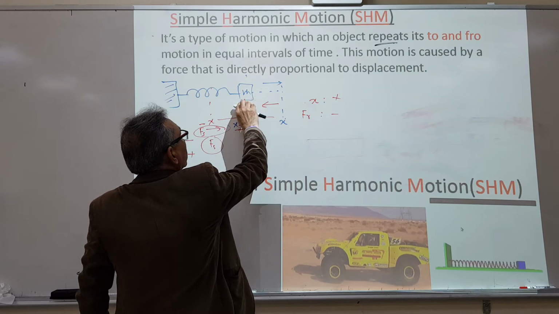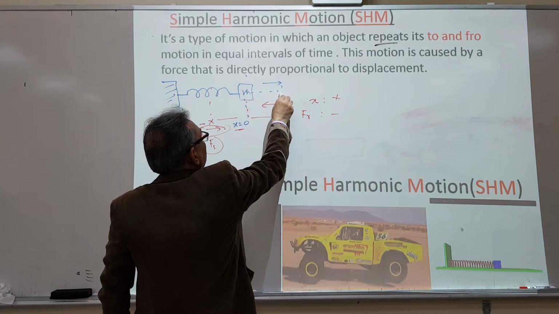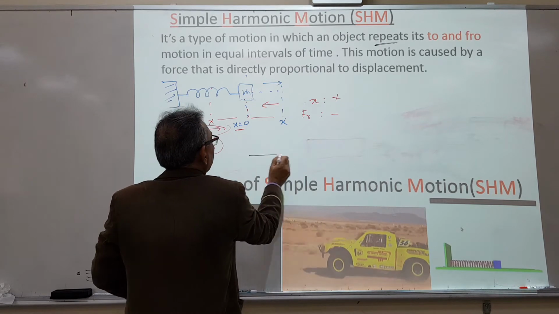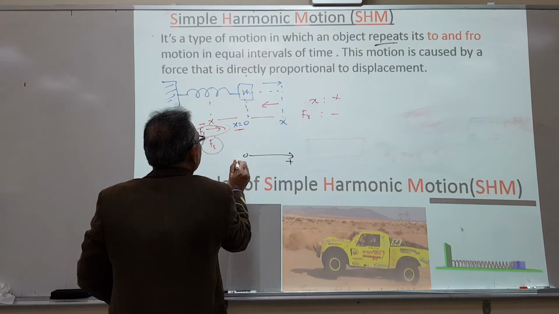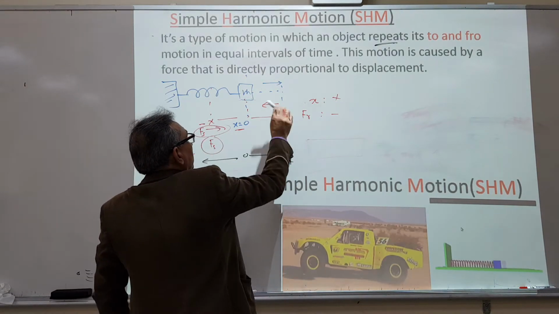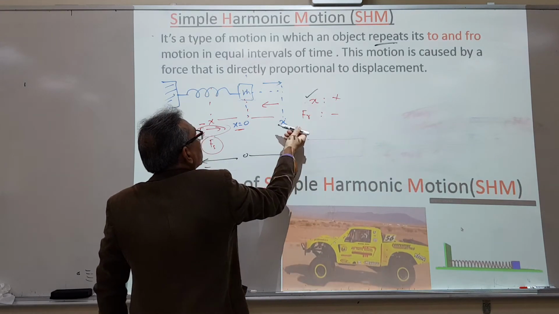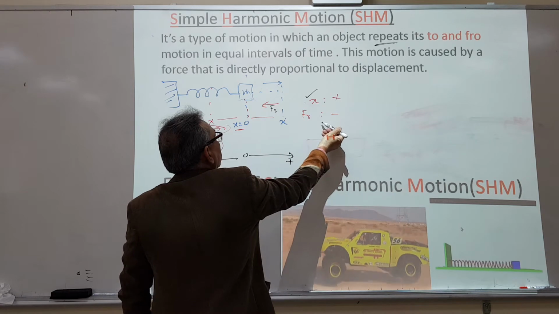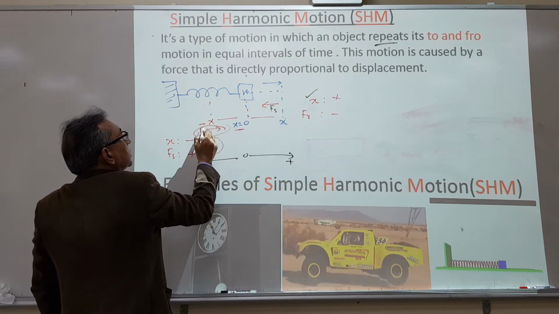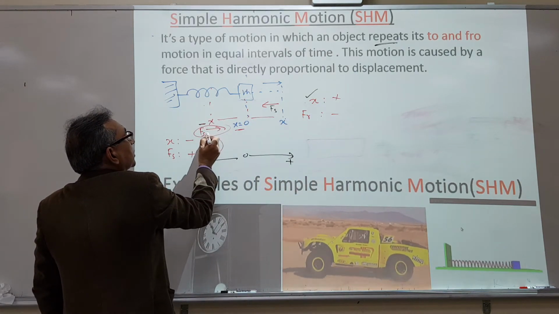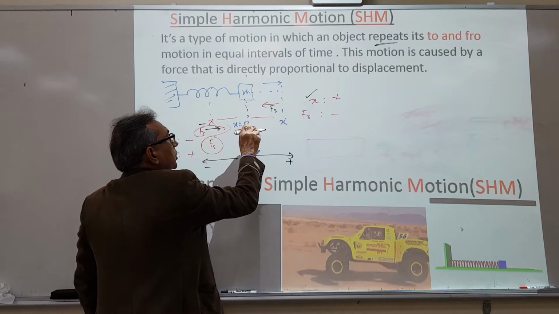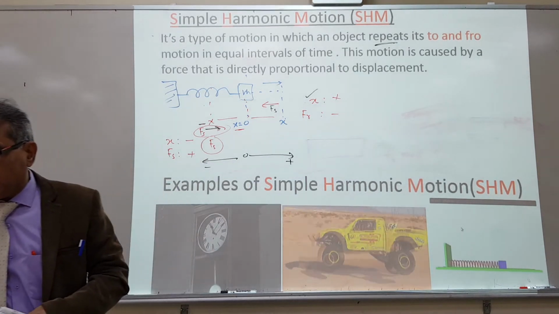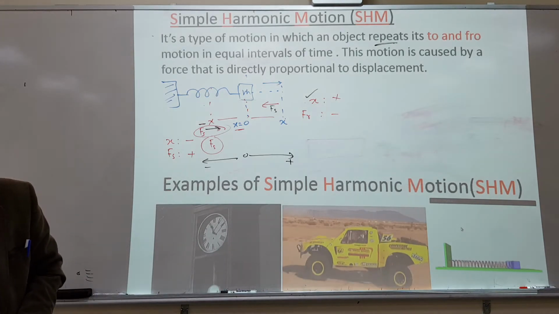Like in this case, if you are here, displacement is positive. This is 0, this side is positive, this side is negative. So displacement is plus, so the restoring force is along the negative direction. Once you reach here, x is negative, so the restoring force is along the positive x-axis direction. This is how we deal with these things.